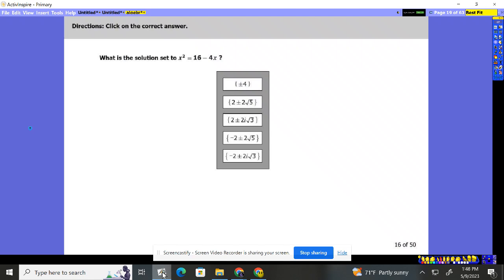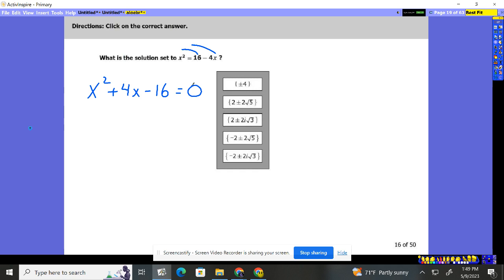Number 16. Now, this guy's a little interesting here. It says, what is the solution set to x squared equals 16 minus 4x? In order to do this, I've got to get it set equal to 0. So I'm going to bring all these guys over. To do that, it would be x squared, the minus 4x would come over as plus 4x, and 16 is going to come over like that, equaling 0.